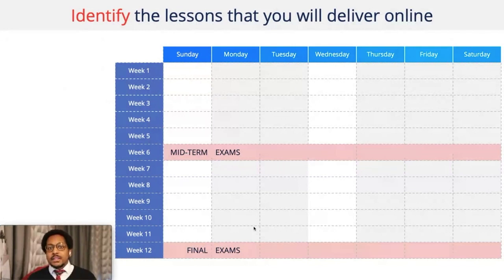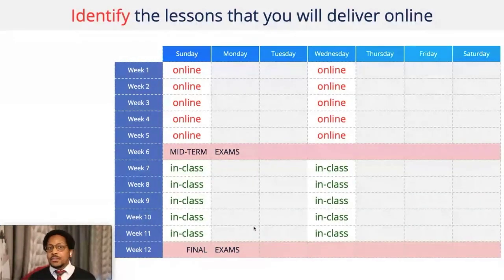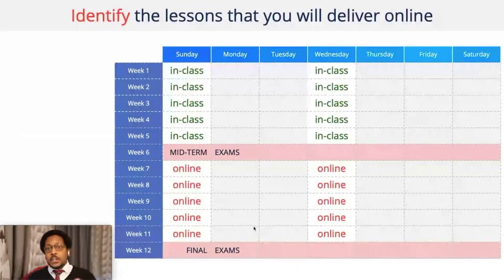So there are multiple ways you can deliver your blended learning course. You can decide that for the first 5 weeks, it's going to be completely 100% online. And then after the midterm exams, you'll go back to traditional face-to-face classroom teaching. Alternatively, you may do the opposite of that. You may start off the semester completely face-to-face in class, and then after midterm exams, you may then switch to online classes.